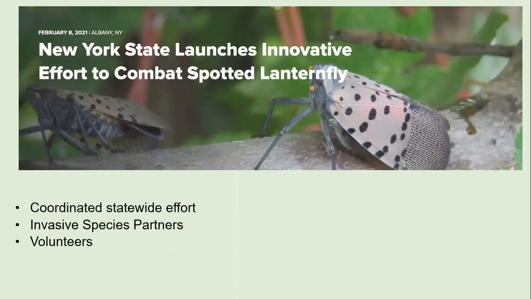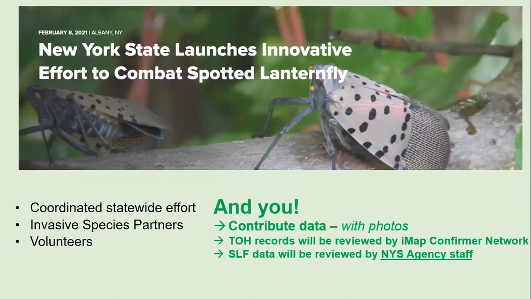We're here today because New York State has launched an innovative effort to combat spotted lanternfly using volunteer citizen science mapping. It's a coordinated statewide effort between invasive species partners like the New York Natural Heritage Program, Ag and Markets, parks, and PRISMs, as well as volunteers across the state. This includes anyone on the call today. By contributing data with photos, you are helping complement efforts to protect New York State from invasive species. Photos of tree of heaven will be reviewed by volunteer confirmers as well as professionals, and spotted lanternfly data will be reviewed by New York State agency staff, particularly Ag and Markets.